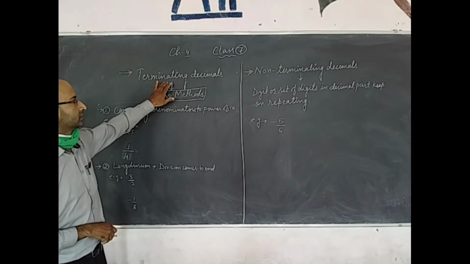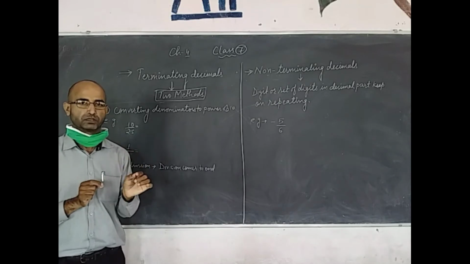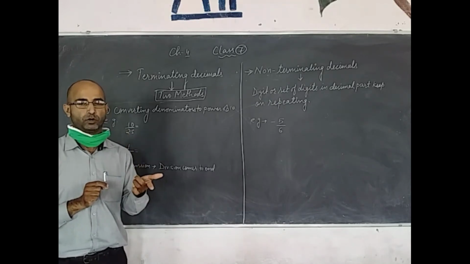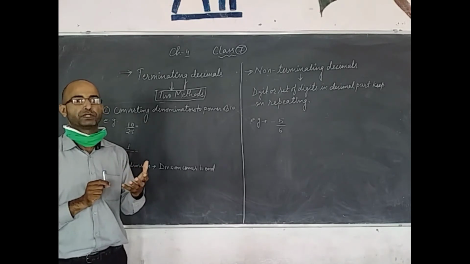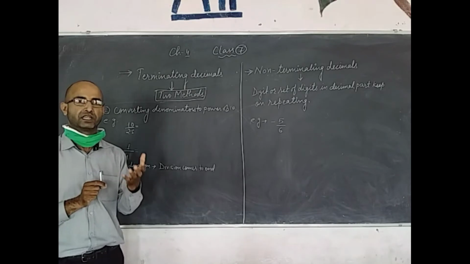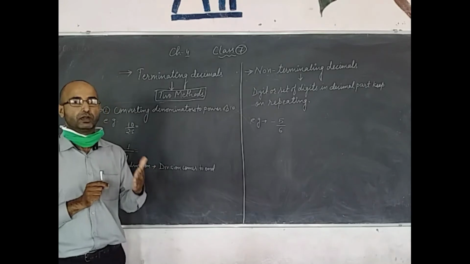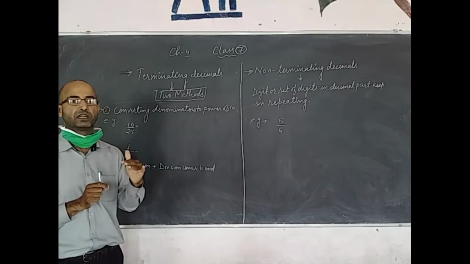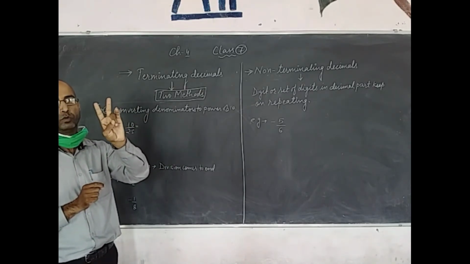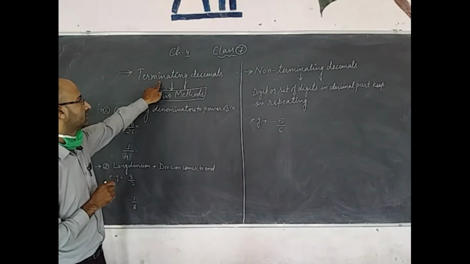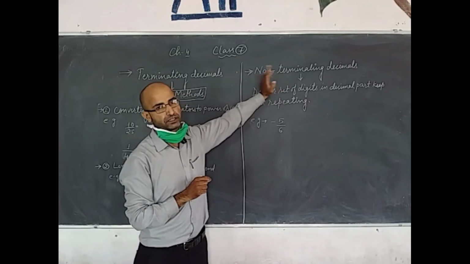Today we will discuss the methods for changing rational numbers into decimal form. This is the last topic of this chapter. All rational numbers can be converted into decimals also. While converting rational numbers into decimals, we have two particular types: first, terminating decimals, and second, non-terminating decimals.